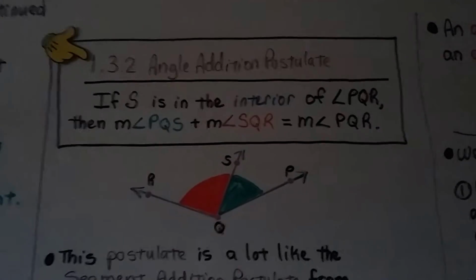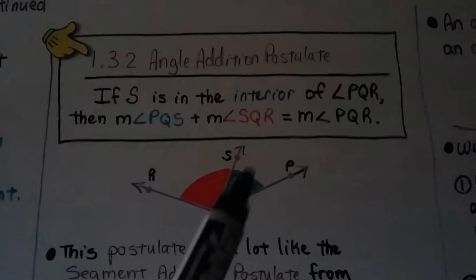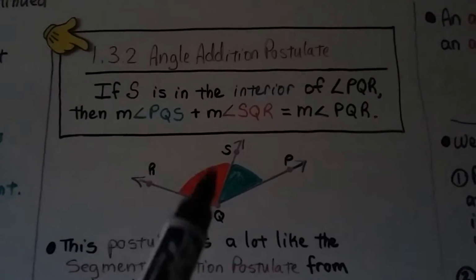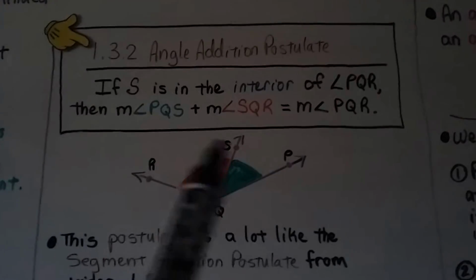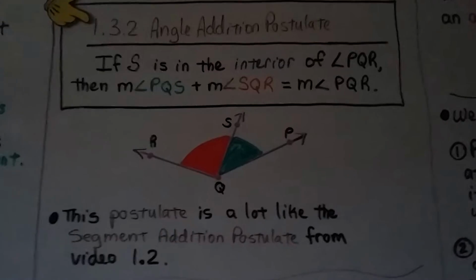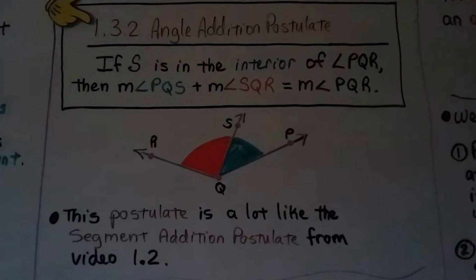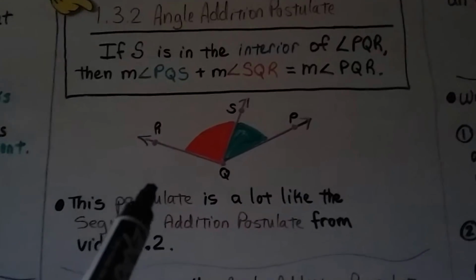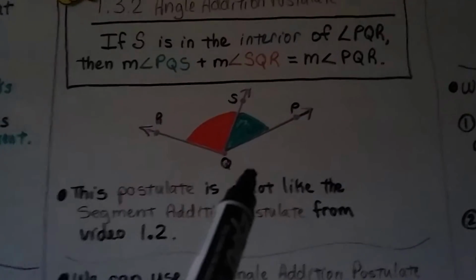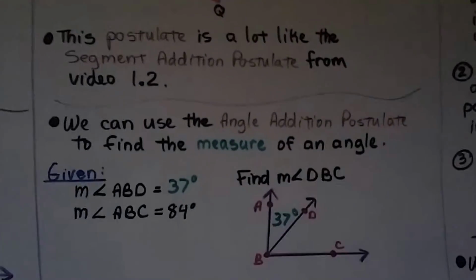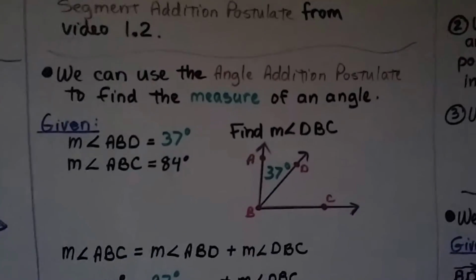Then the measure of angle PQS, this green one, plus the measure of angle SQR, this red one, is going to equal the whole thing, PQR. And this postulate is a lot like the segment addition postulate from video 1.2, where we said if you have a segment and you add another segment together, then they're going to equal the whole thing. And we can use the angle addition postulate to find the measure of an angle.